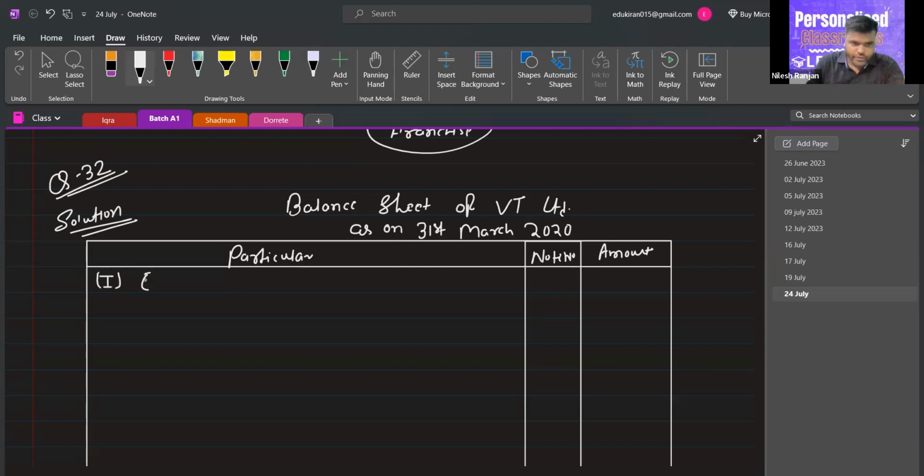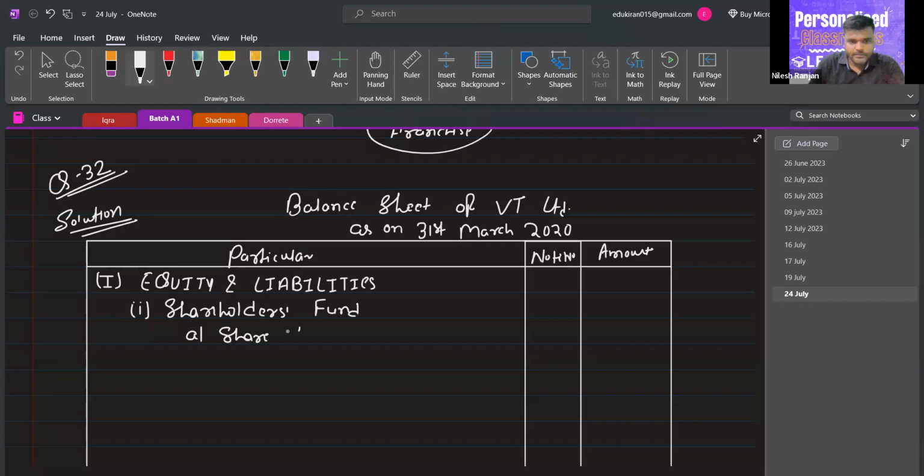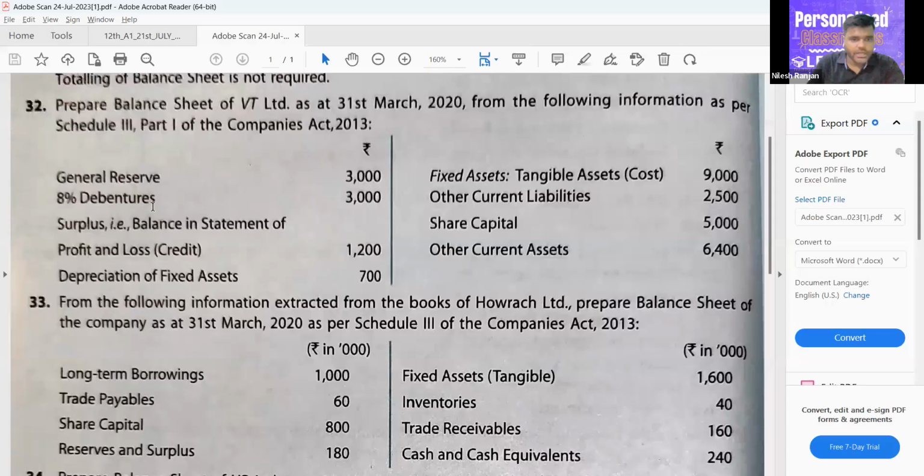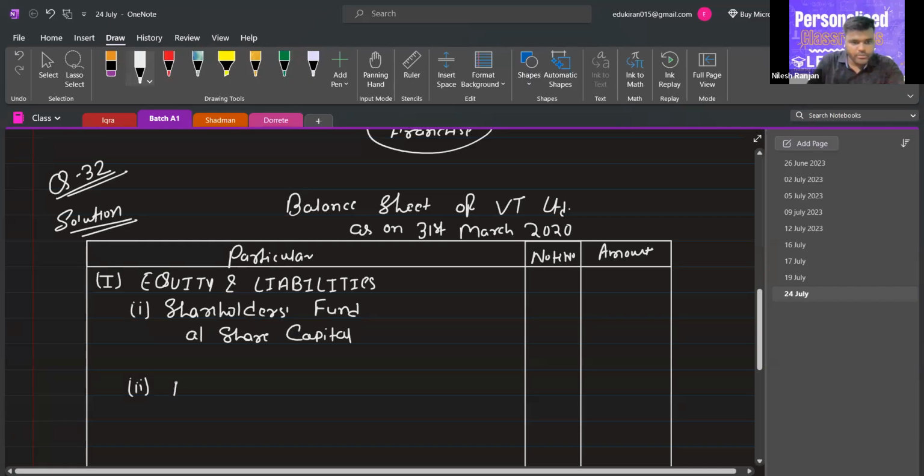The first item is equity and liabilities. Under equity and liabilities, the first item is shareholders fund. In shareholders fund, there is share capital. We will leave one line if there is any reserve and surplus. Then the second, debenture is given, so we have to write non-current liabilities.